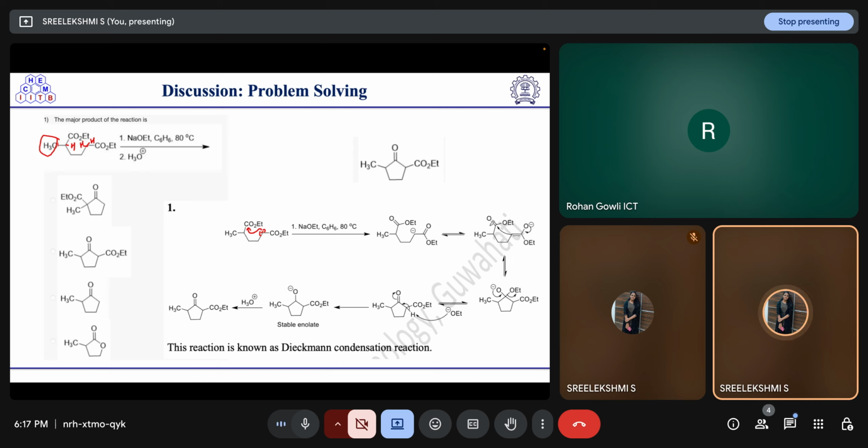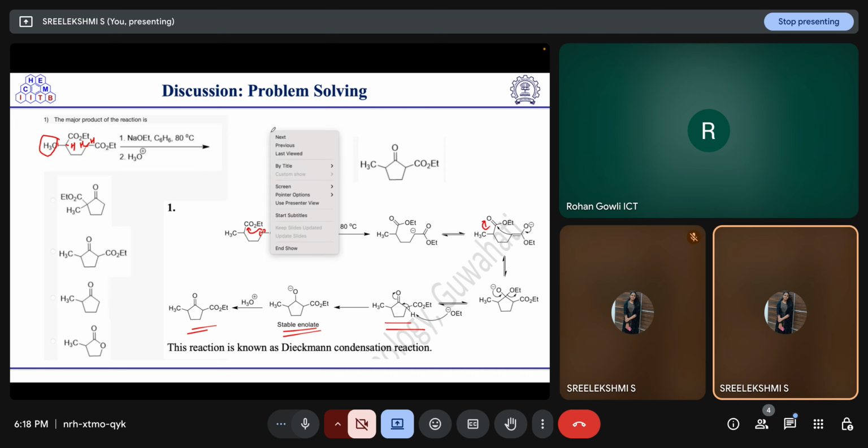Okay, and this will shift over here and form this O minus. When this O minus comes back, this OEt is a very good leaving group, so it will leave. That will result in the formation of this product. They have just shown the stable enolate; both are the same only.